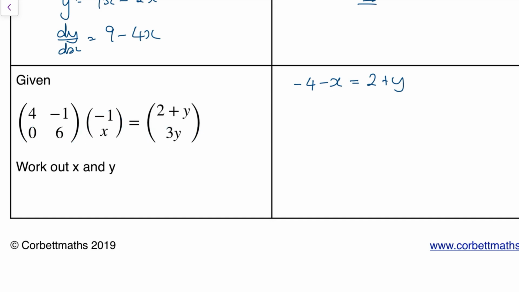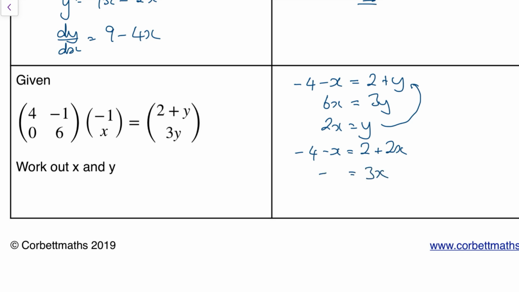So that's going to tell me that 0 times minus 1 is 0, 6 times x is 6x, and that is equal to 3 times y. So I've got a simultaneous equation, haven't I? I've got 6x equals 3y, which I can simplify down to 2x is equal to y, and I can put this into here. So minus 4 minus x equals 2 plus 2x, because I've switched the y for 2x. Add x to both sides gives me 3x. Take away 2 from both sides gives me minus 6, which means that x is equal to minus 2.